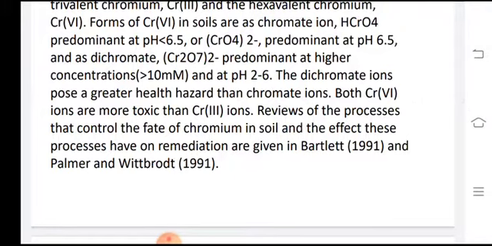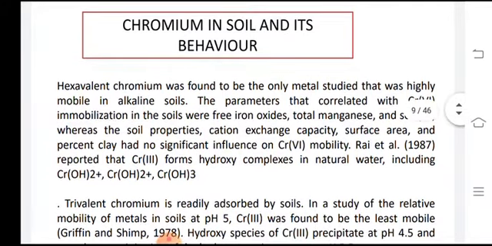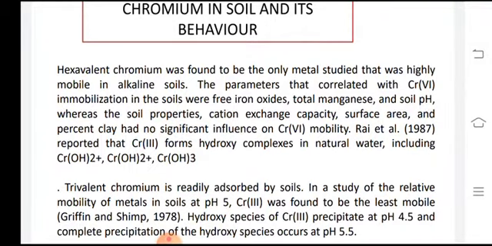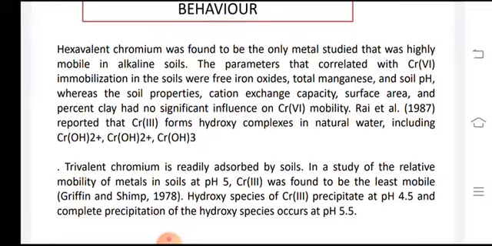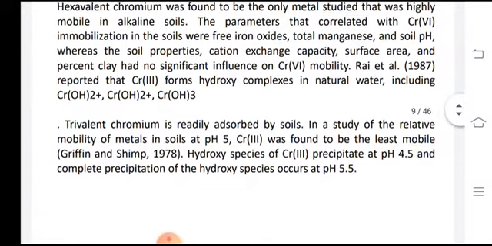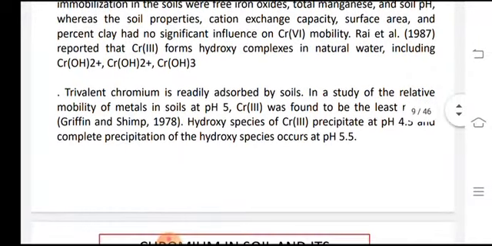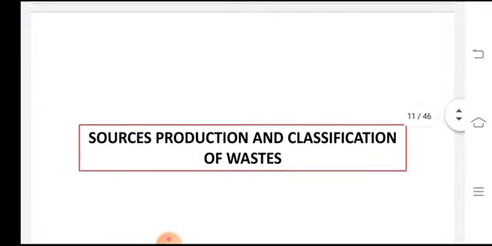So, coming to the point, I think we have talked about the behavior of chromium in soil and its different oxidation states. Hexavalent chromium was found to be the only metal that is highly mobile in alkaline soils. Parameters that correlated with hexavalent chromium immobilization in the soils were free iron oxides, total manganese, and soil pH, whereas the soil properties cation exchange capacity and surface area had no significant influence on chromium mobility. Trivalent chromium is readily adsorbed by the soils. I think we talked about it. These are some of the further findings which you can go through.